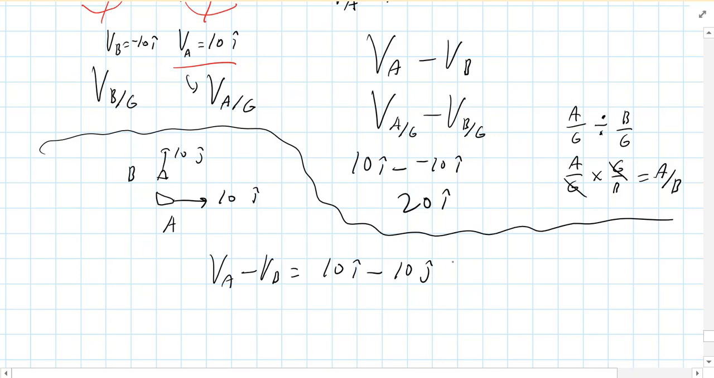In other words, if you are B, okay, a short time later you are here, it looks to you like A went down, okay? But A also went to the right, so it looks to you like A went right and down. Okay, so that's the velocity of A with respect to B.